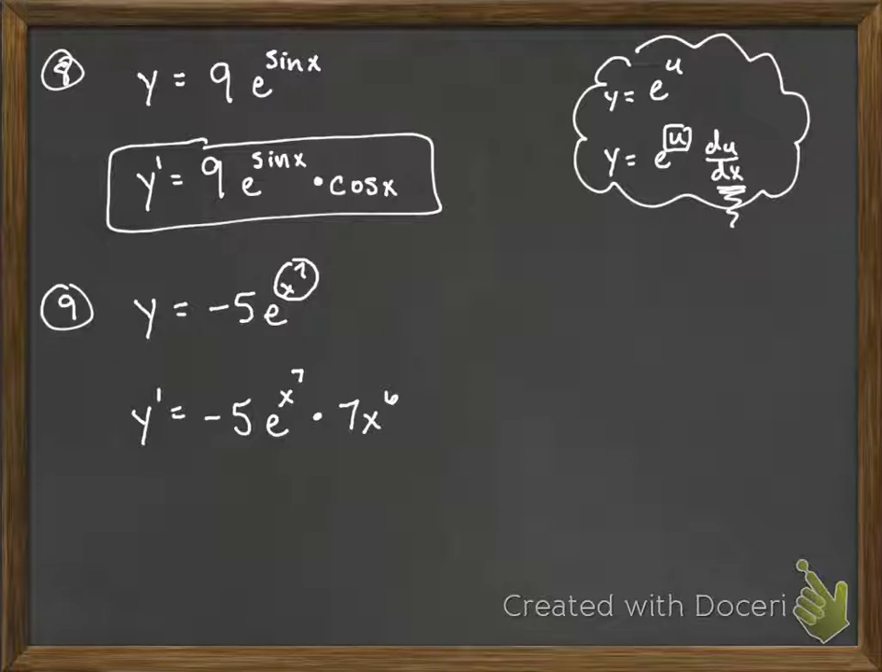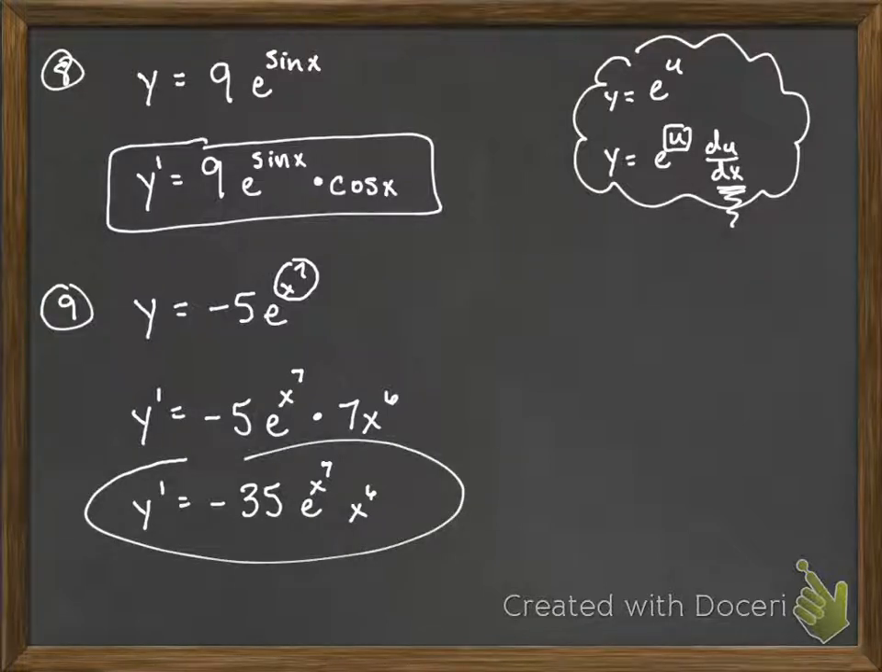Okay. Now you can simplify that a little bit. 7 times 5 is negative 35. All right. E to the x to the 7th, x to the 6th. Why is the e not included when you did the?